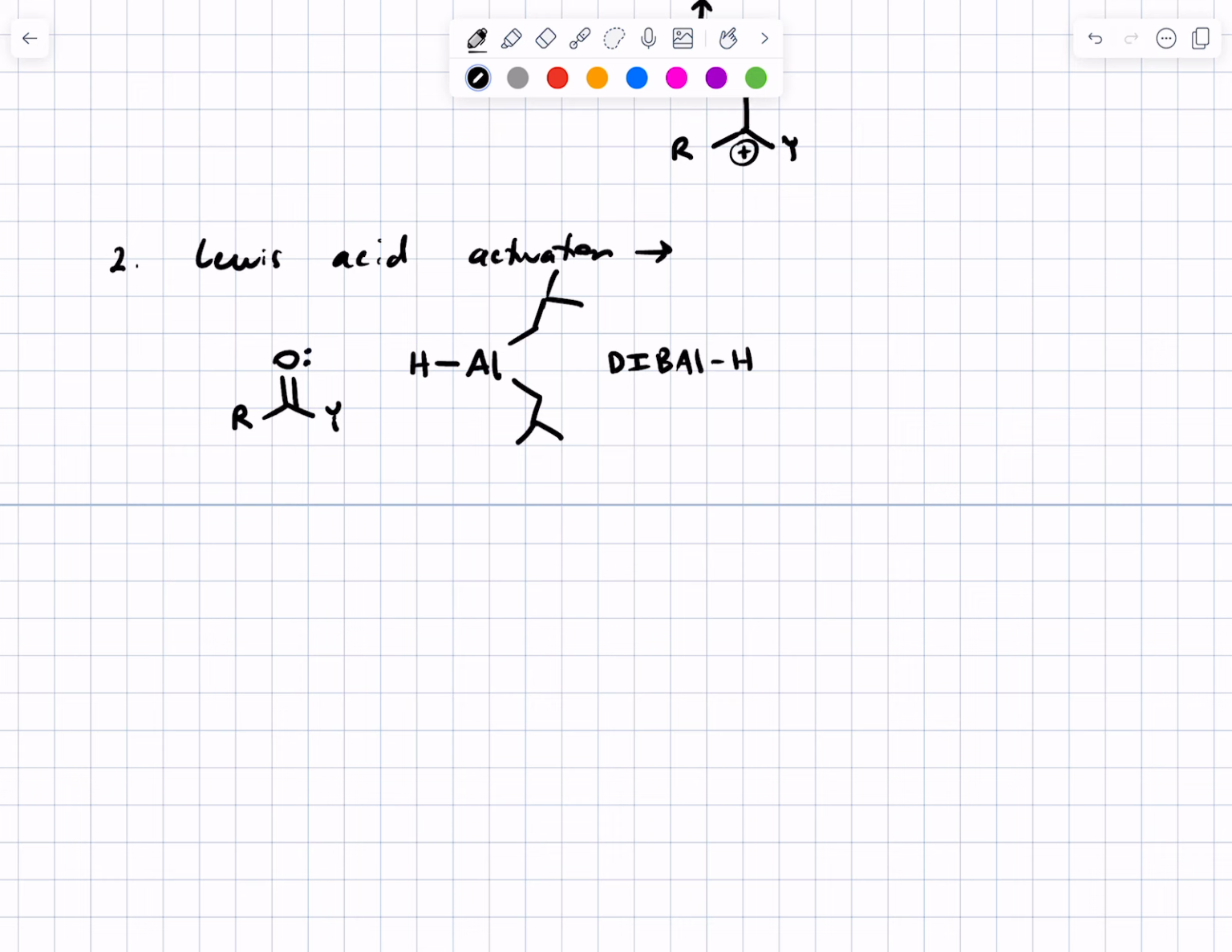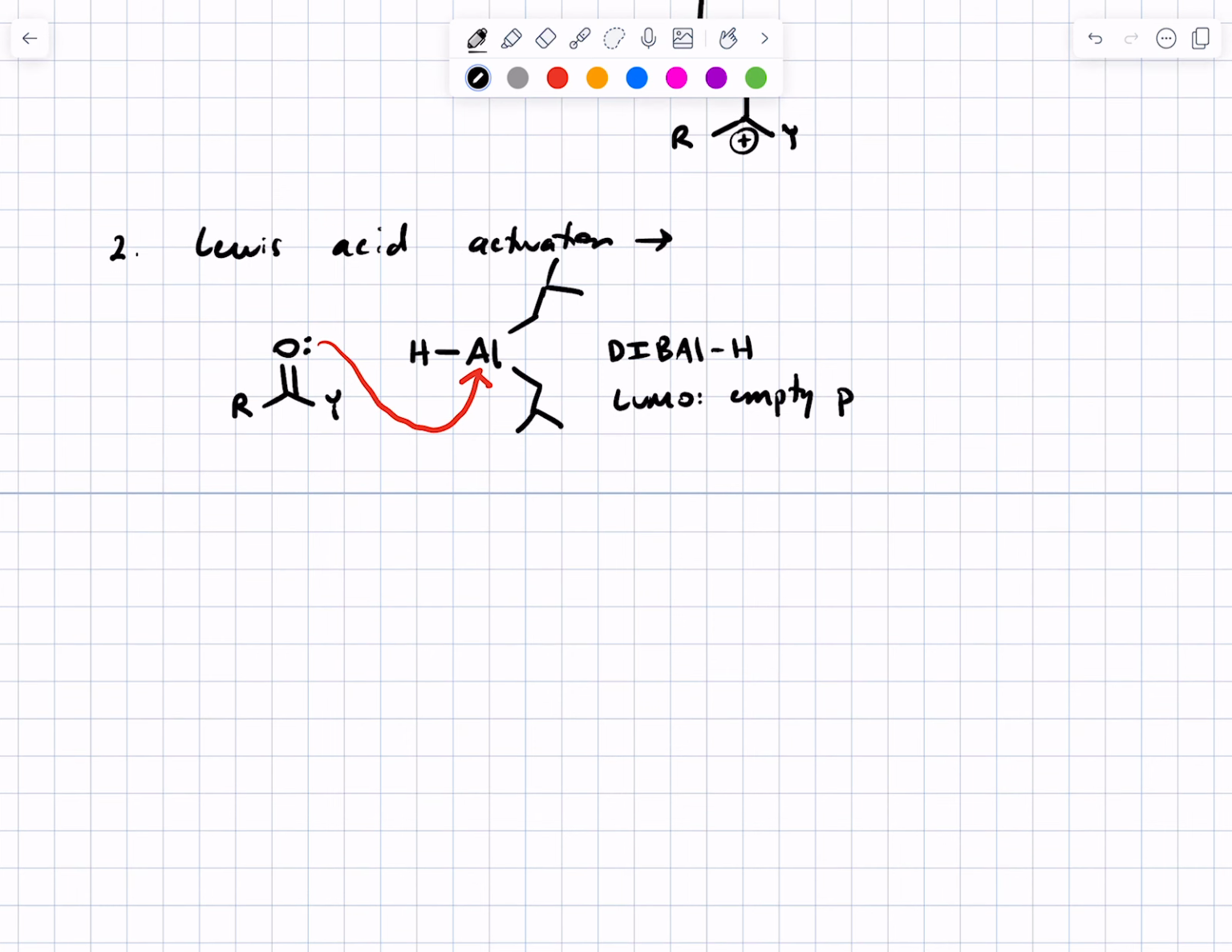And the way this reagent works is first, the lone pair electrons on the oxygen attack the empty p orbital on the aluminum. If you can't see that the aluminum has an empty p orbital, remember that aluminum's in the same column of the periodic table as boron. When boron's bonded to three things, sp2 hybridized, it's got an empty p orbital, same with aluminum. And that generates an intermediate that looks like this. It's going to look a little bit like the oxonium ion because the oxygen's got a positive charge on it.